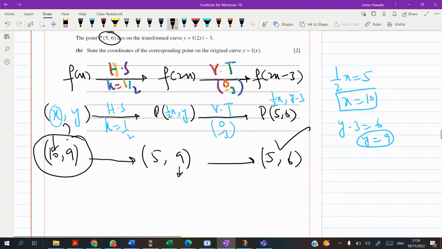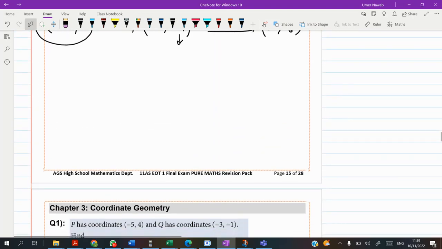So here I'm done with the transformations. So the whole function is explained to you. Inshallah, in my next video, I will explain coordinate geometry.